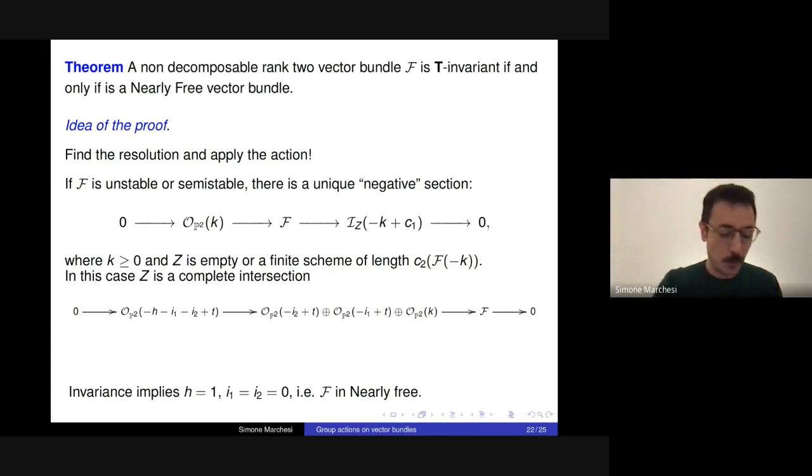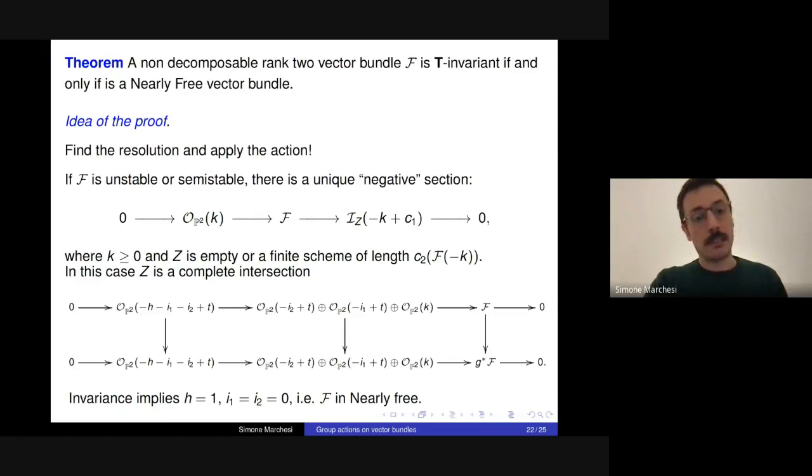to pass the idea before, means that we have these two linear forms, or else this is not invariant. And so this implies this H is equal to 1, E1 and E2 are equal to 0. So actually F is nearly free. Yeah, I tried to do it. Yeah, but this is the commutative theorem. This invariance, it's an isomorphism that spreads on all the resolution.